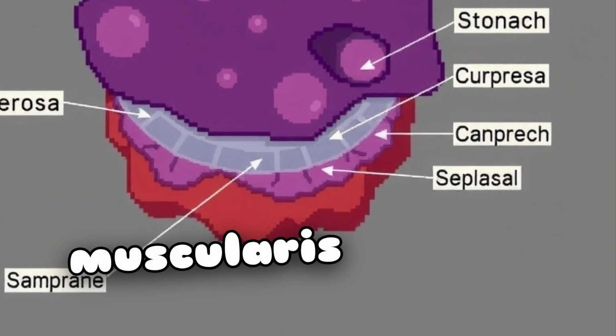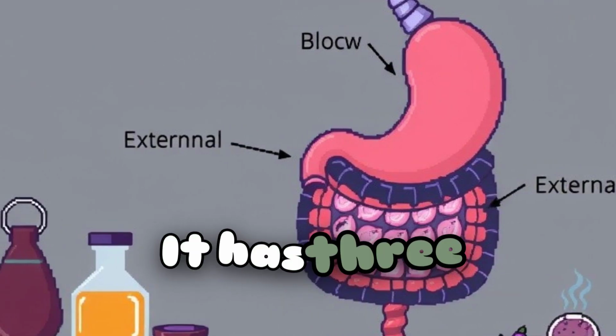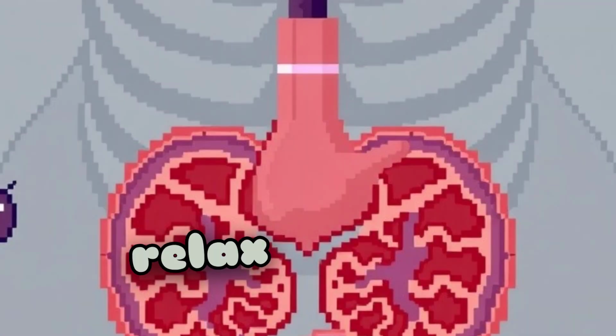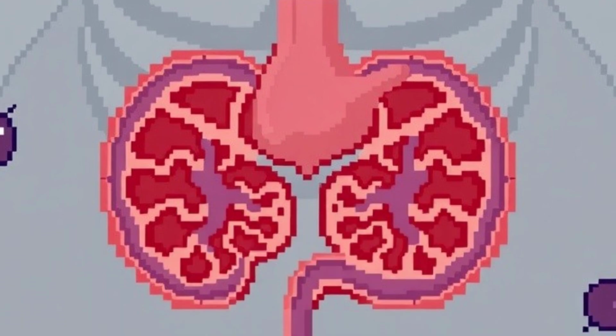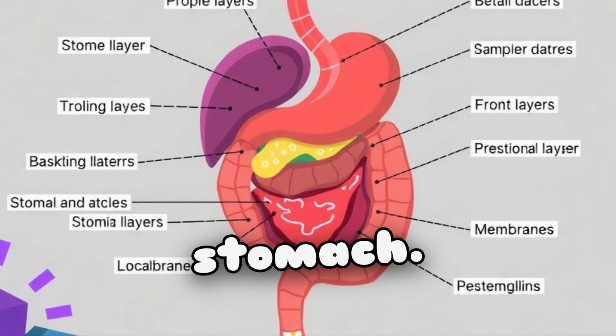The muscularis externa is the primary muscle of your stomach. It has 3 layers that contract and relax to break down food. Serosa is a layer of membrane that covers your stomach.